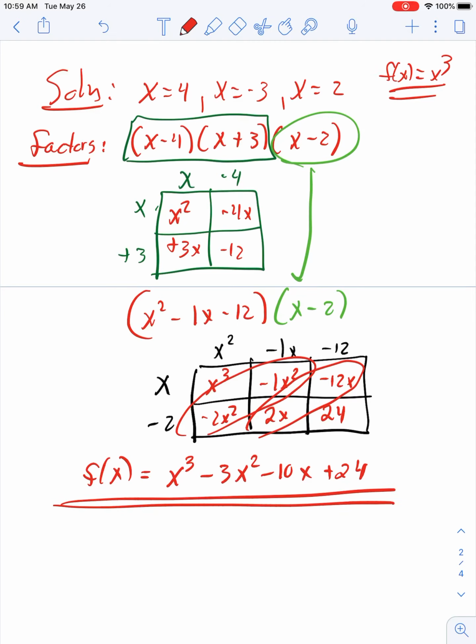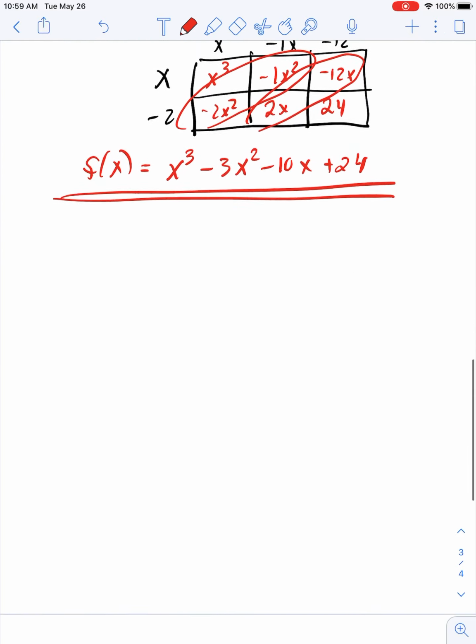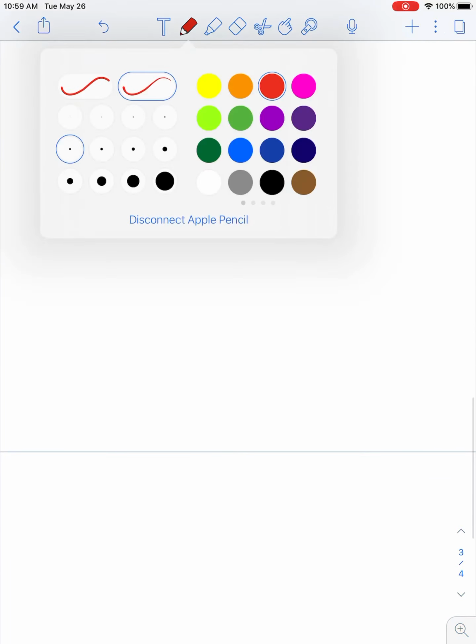And let's put this as, say, f of x. And there's my function. So we're just reversing our process. Okay, so let me go through 2 more examples, and hopefully you'll have an idea how this is working.